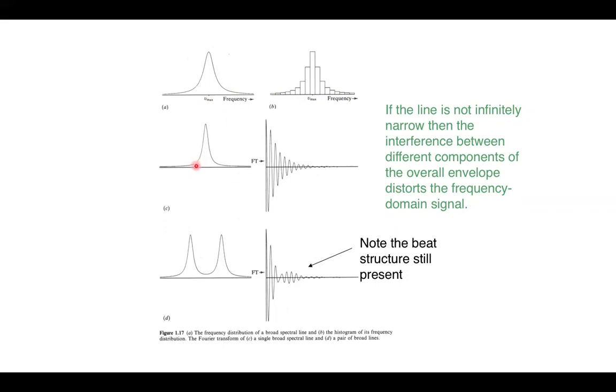Now we can see here, if the line is not infinitely narrow, then the interference between different components of the overall envelope distorts the frequency domain signal, which is this one. So the broadening here is caused by the overlap of the different frequencies inside of the waveform. And then here we can still see that there is a beat structure present whenever we have the 2 separate frequencies in the frequency domain.